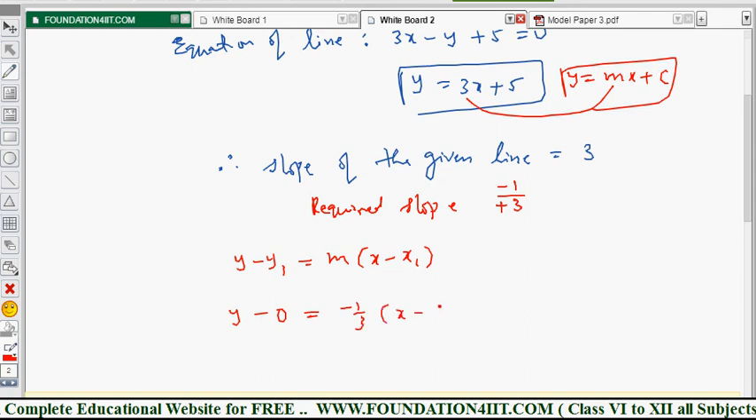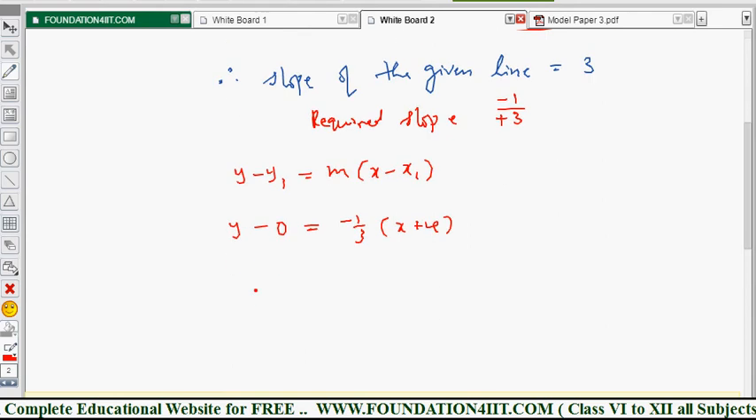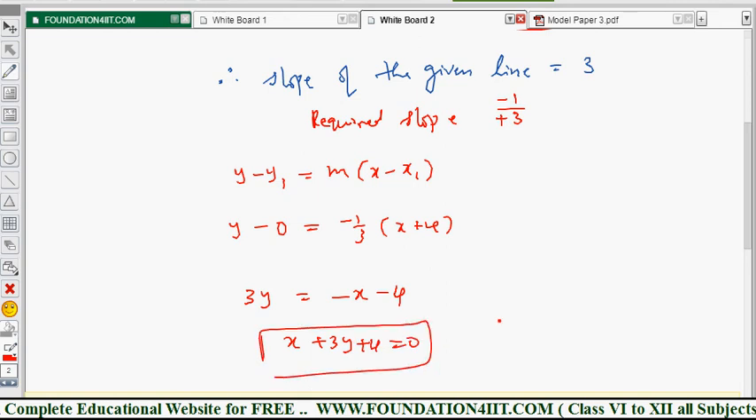X minus x1 is minus minus 4, that is plus 4. Just solve this. Then 3y is equal to minus x minus 4. Then x plus 3y plus 4 is equal to 0. Okay, this is the required equation for this question.